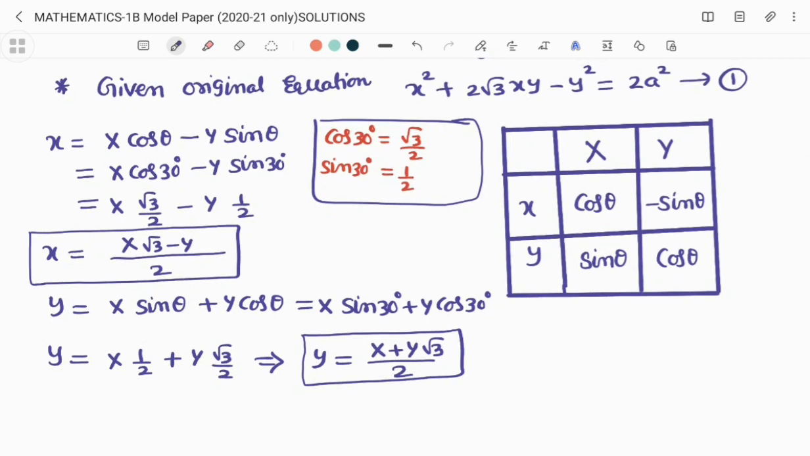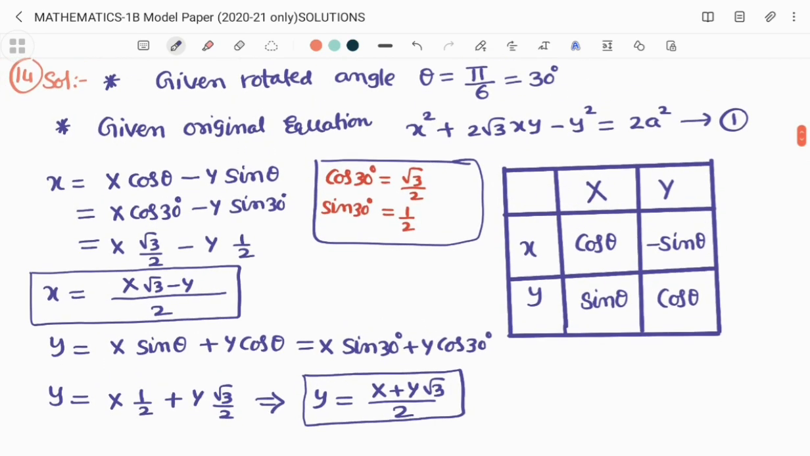So, first step is rotation of angle, the rotated angle given the original equation. For calculating small x and small y values in terms of capital X and capital Y, till here you will get 2 marks. Substituting in the given equation, third mark, and simplification and getting the answer is 4 marks.